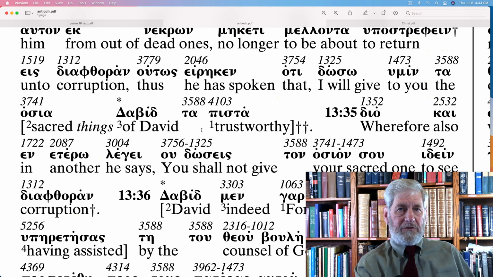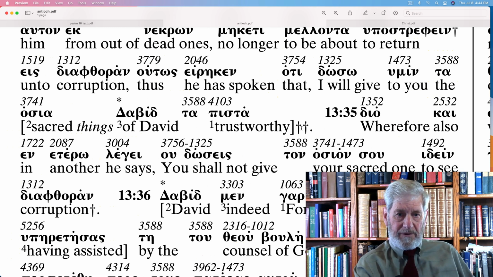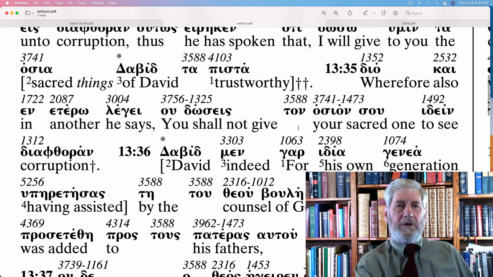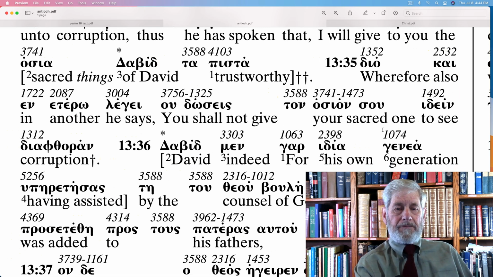And now this is still not the quotation from 35, it's in Psalm 16. Wherefore also in another he says, now this is it, you shall not give your sacred one to see corruption. That is what it was referring to in another psalm. He means, you will not give your sacred one to see corruption, and Jesus did not.